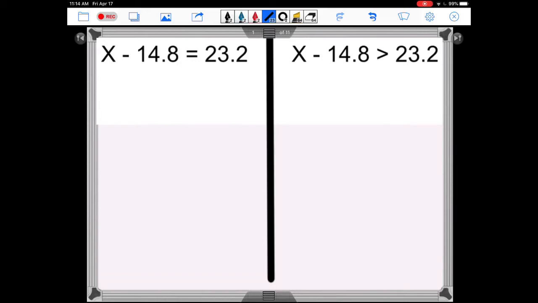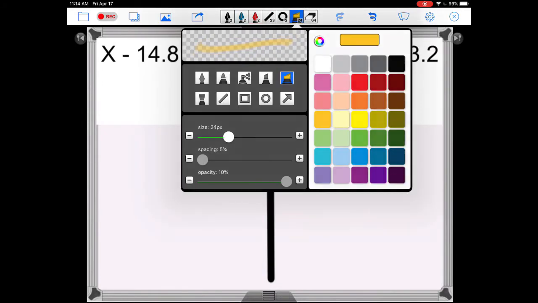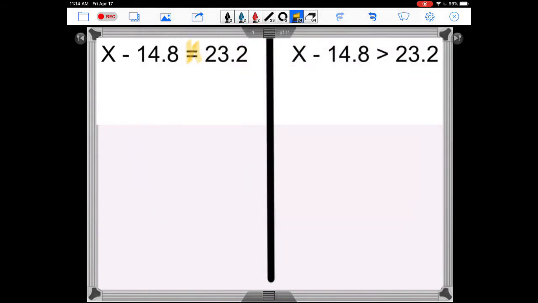Okay, first we're going to talk about how to solve one-step equations and inequalities. Take a look at the screen. I've got two problems that look almost exactly alike, except you'll notice this first one has an equal sign, while this second one has an inequality sign. Remember, that inequality sign is greater than. It's not equal to, it's greater than.